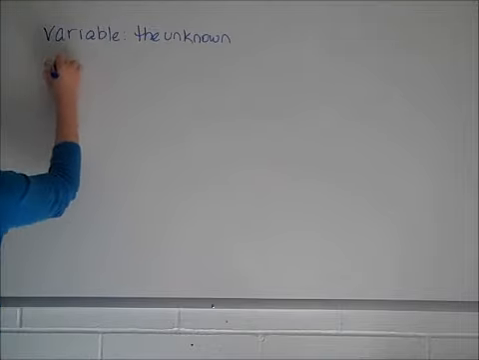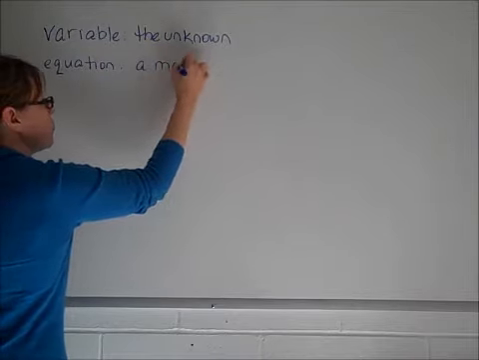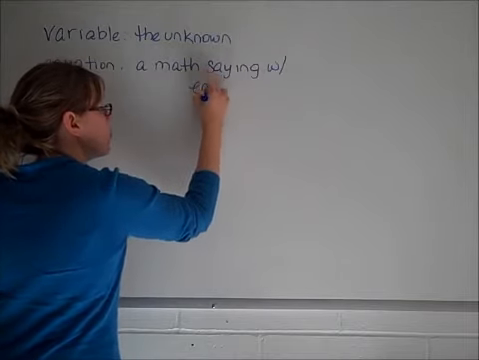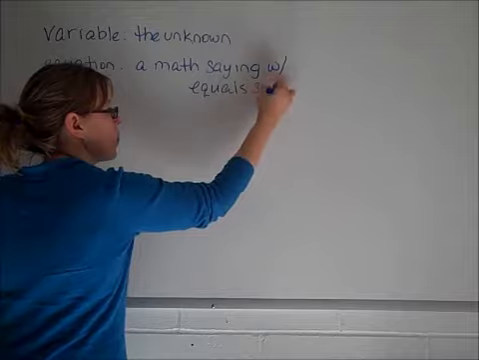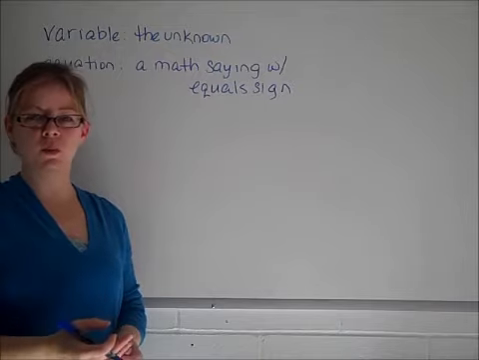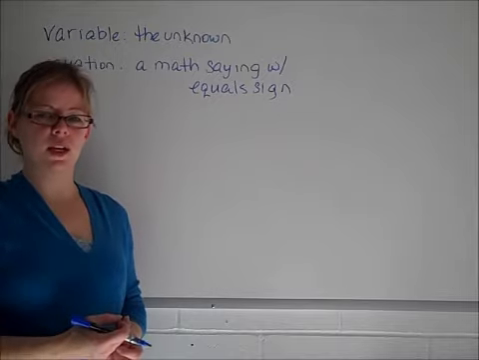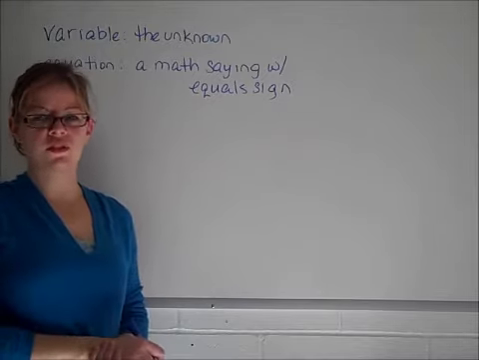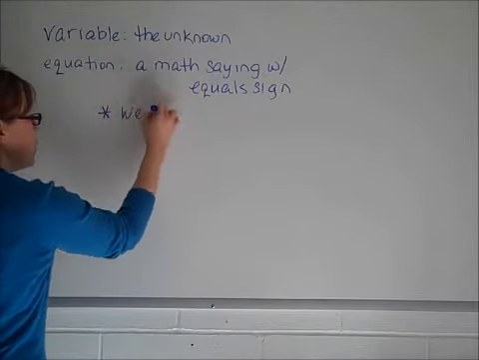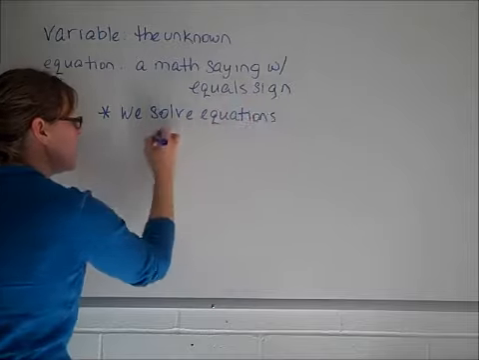An equation is a math saying with an equal sign. So what makes an equation different from an expression? An expression is just a combination of numbers and variables. An equation is a combination of numbers and variables with an equal sign. So while expressions could be simplified, equations can be solved. So we solve equations to find the unknown.